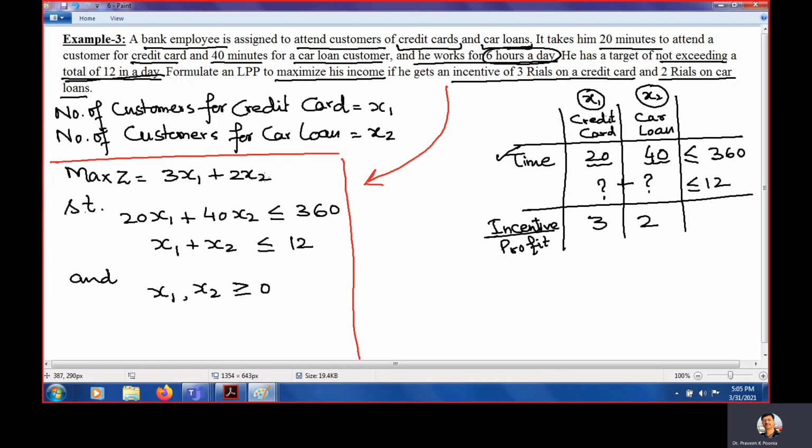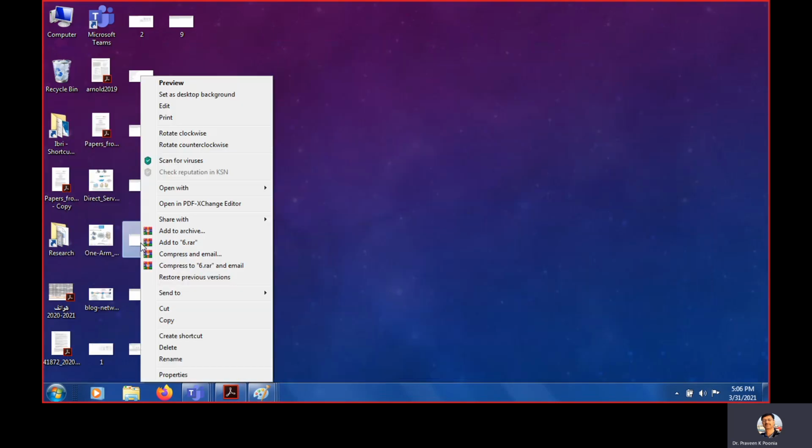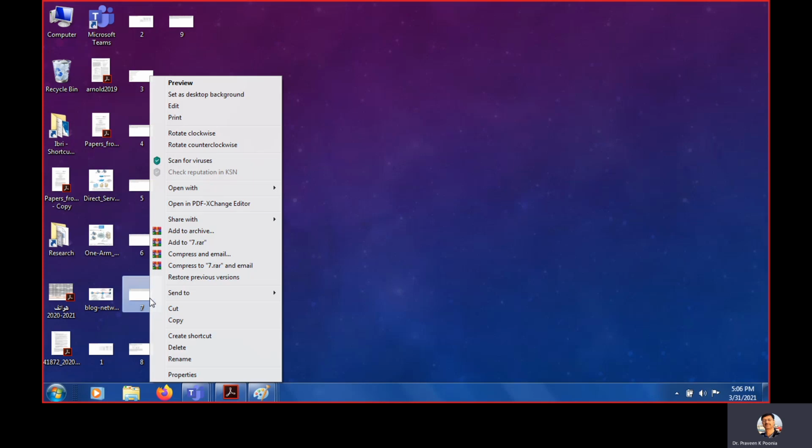So this is the mathematical form. It is the objective function. These two are the constraints, and this is the non-negative restriction. Okay. Move to example number 4. This one is finished. Okay, 4 is this one.